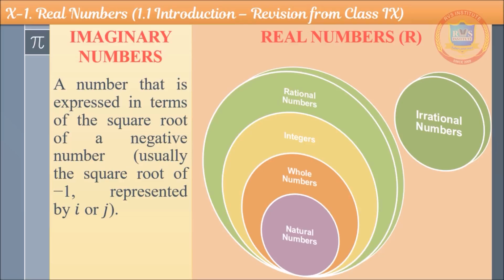Simply we can understand the real numbers with the graph, as real numbers are classified into two categories: rational numbers and irrational numbers. And rational numbers include integers, whole numbers, natural numbers. And here integers include whole numbers and natural numbers, and whole numbers include natural numbers. And when irrational numbers are added to rational numbers, they construct the set of real numbers.